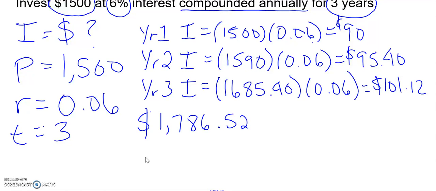And if we take a look at the amount of interest we earned for our entire investment, we can see the first year we had $90, the second year $95.40, and the third year $101.12. The amount of interest we earned increased each year because our principal was increasing each year. So we end up with a total of $286.52.